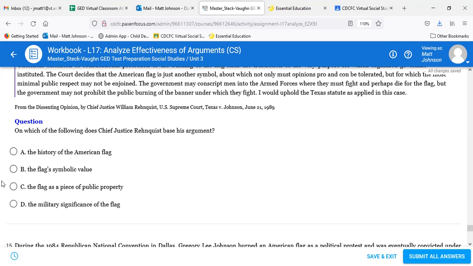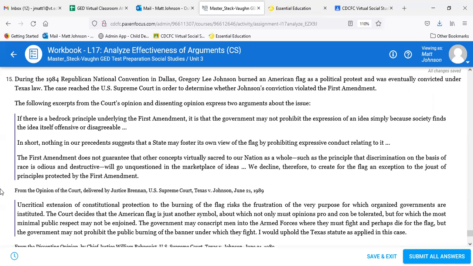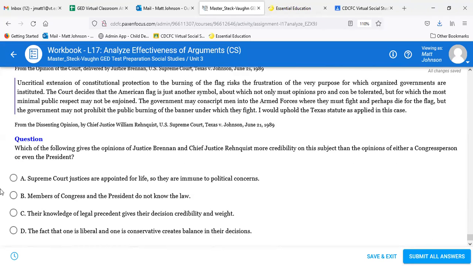Is it B? Yeah, so he's saying it's not just a cloth or a piece of fabric. It has this symbolic value that it stands for our country, and our soldiers die for the flag. They die for the symbolism. So B as in boy for 14, and then the last one here, 15. Christiana, how about reading 15 for us?